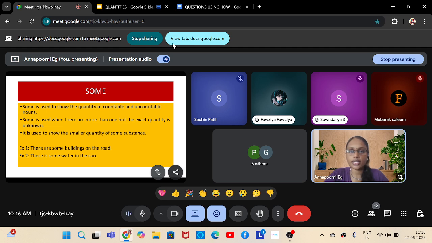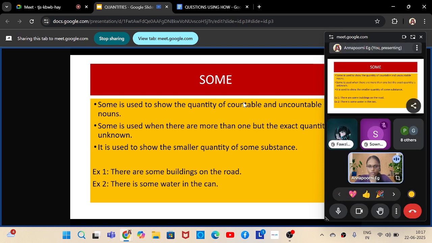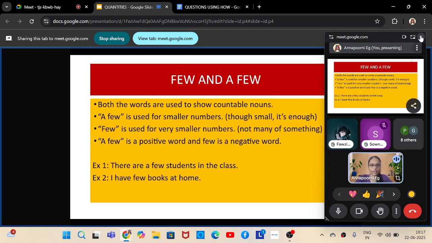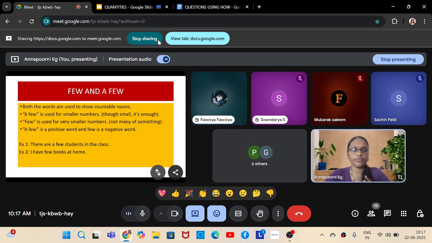So from this, what did we understand? Some can be used with both countable and uncountable nouns. Clear? This is a very easy thing to understand. Okay, moving forward. Few and a few. Let us study few and a few together because both of them have a very minute difference. Okay. So both the words are used with countable nouns. Both few and a few. இந்த ரெண்டு wordsமே we use only with countable nouns. For example, few books, few pens, few friends, etc.